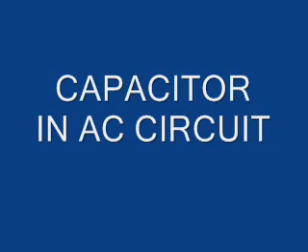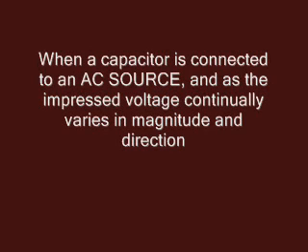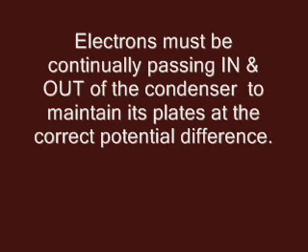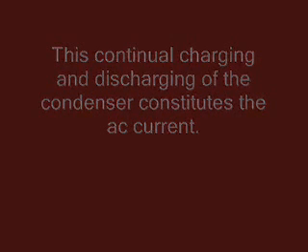Capacitor in AC circuit. When a capacitor is connected to an AC source, as the instantaneous voltage continually varies in magnitude and direction, electrons must be continually passing in and out of the condenser to maintain it at the correct potential difference. The continual charging and discharging of the condenser constitutes the AC current.